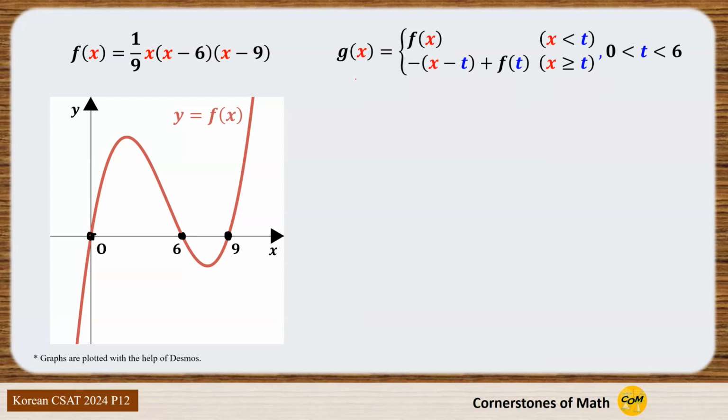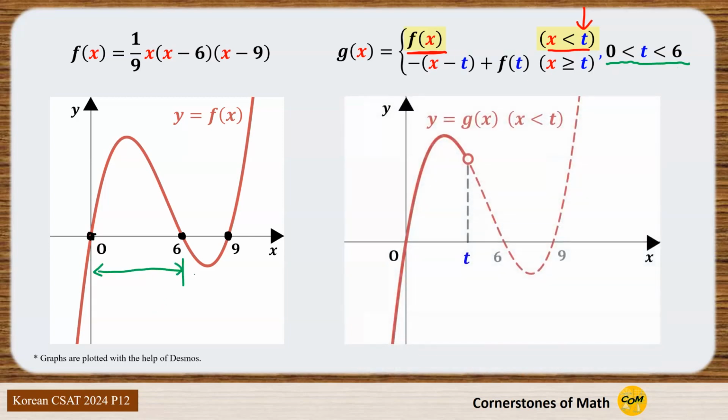But for the graph of g(x), we have to divide cases as given in the problem, and that is where the new variable t appears. At least when x is less than t, the function g(x) is just given as f(x). And t is between 0 and 6, so t is located somewhere in here. Therefore, we obtain this graph, where the graph of g(x) is identical to the graph of f(x), and this t is between 0 and 6.